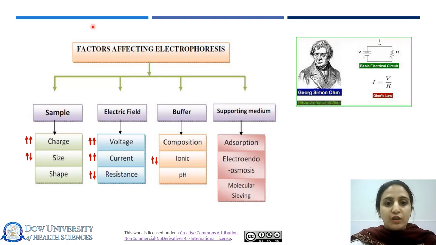Electroendosmosis is due to the presence of charged groups on the surface of the supporting media, which again affects the movement of the charged group, that is your molecule, on the supporting media.